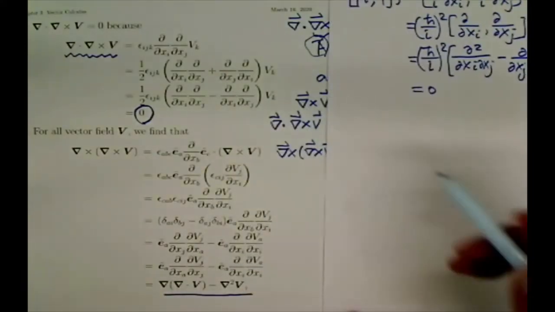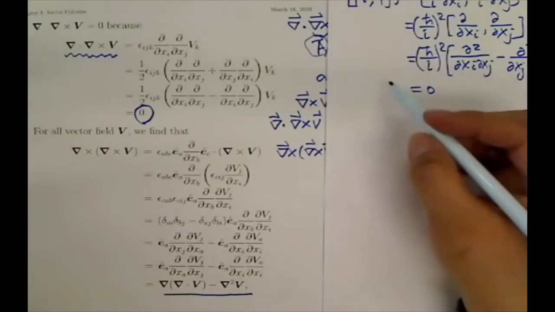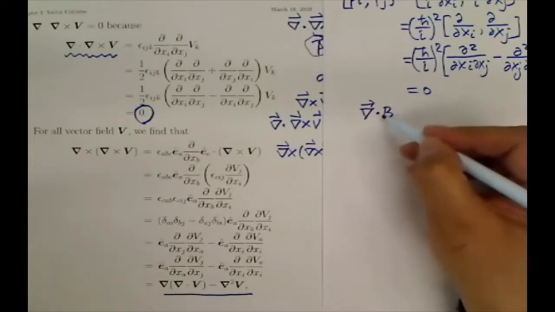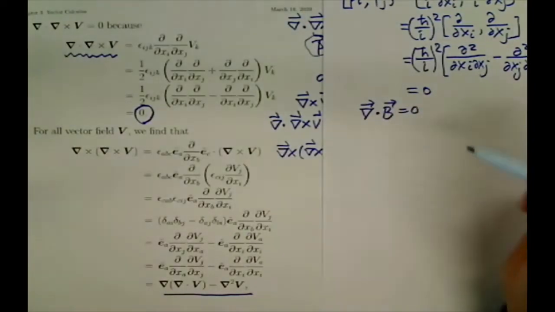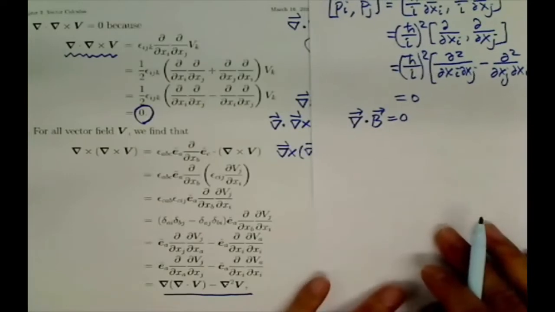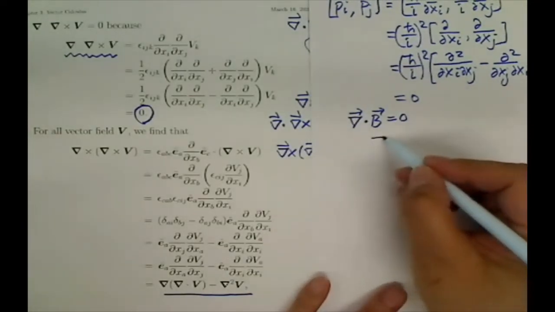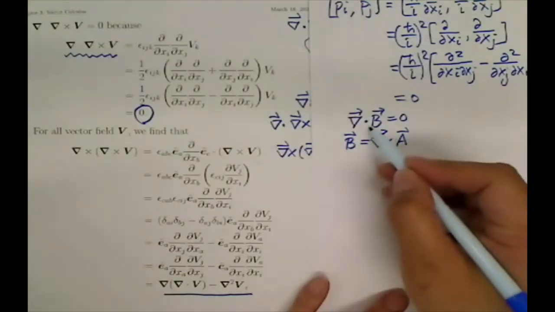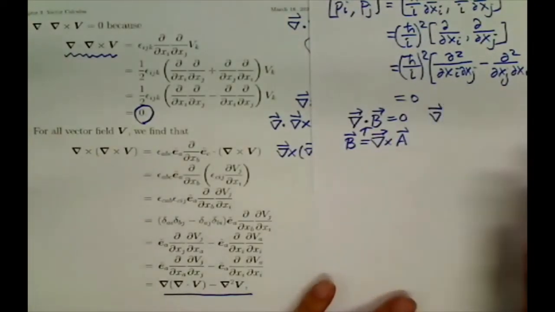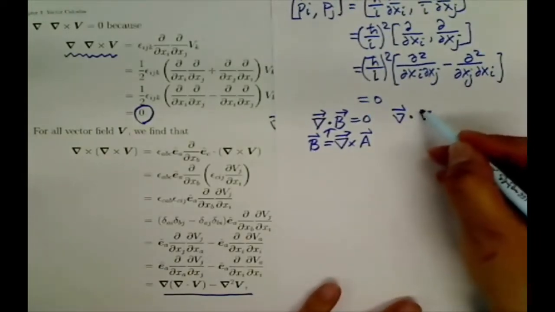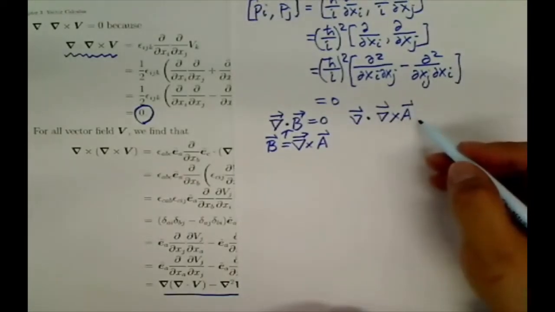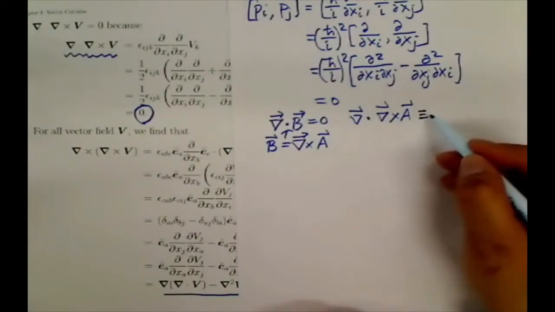So divergence B equals 0 for the magnetic field. And once the magnetic field is expressed in terms of curl of a vector field, if I substitute this in here, divergence of curl A. So regardless of this vector field's nature, it is always 0. It is an identity.